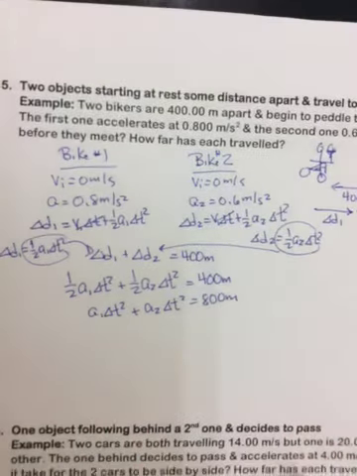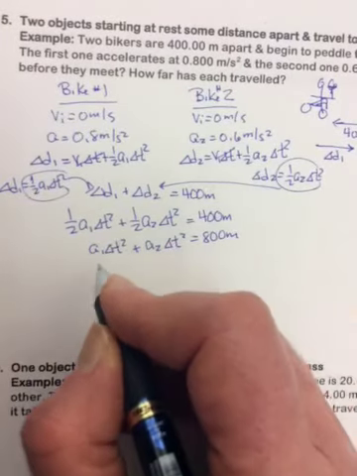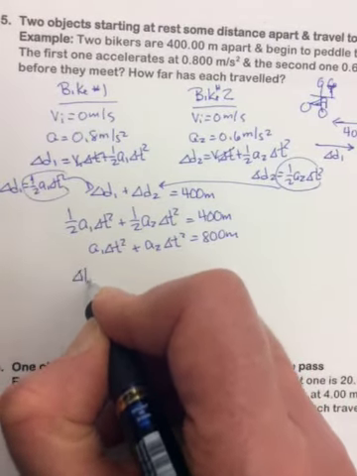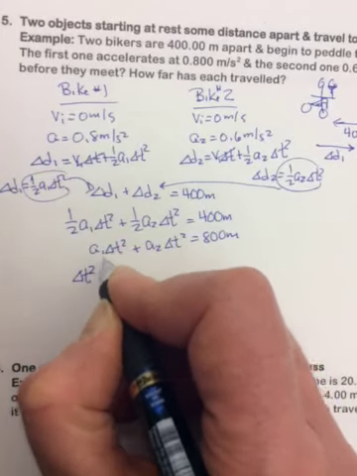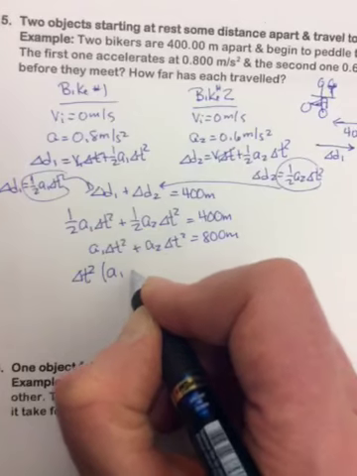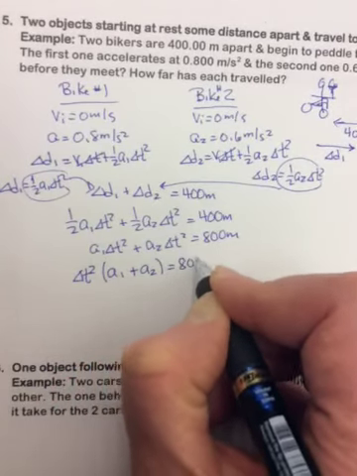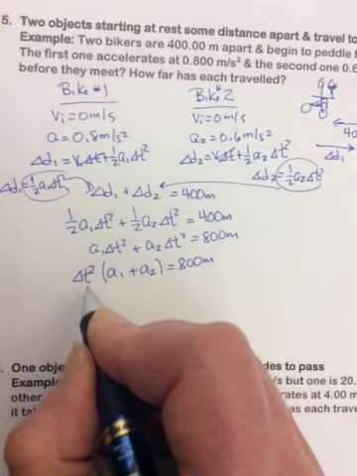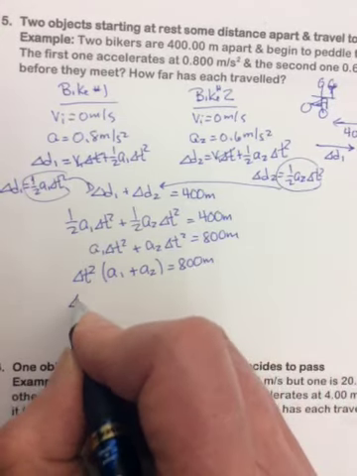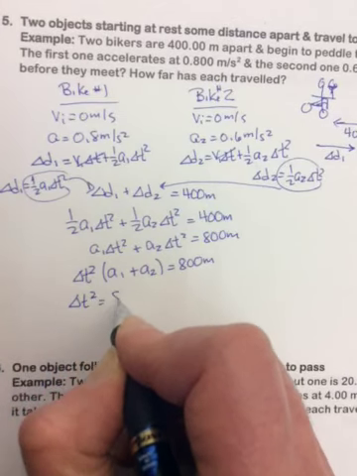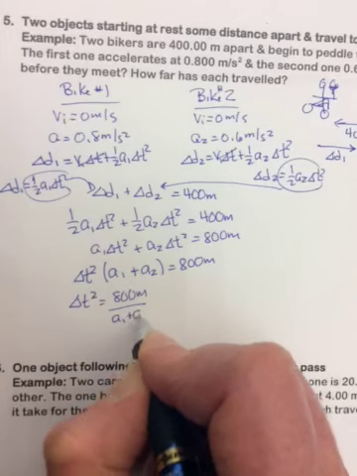And you want to solve for T. So you're going to do that trick that we did on the math sheet. You're going to factor the T squared out. And it'll be brackets, in the first term A1, in the second term A2, is equal to 800 meters. We want to solve for T squared, so divide both sides by A1 plus A2. So T squared will equal 800 meters divided by A1 plus A2.